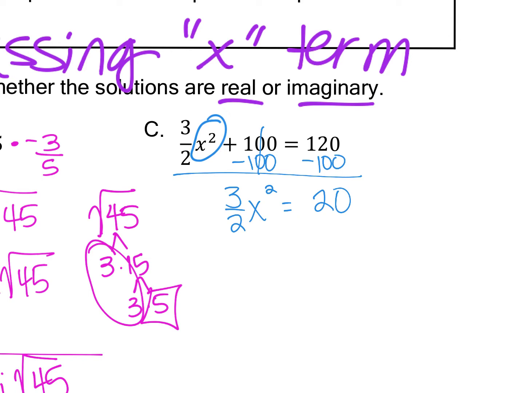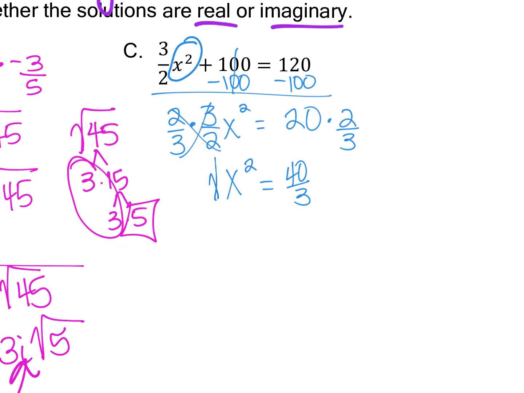And then I have to get rid of the 3/2 by multiplying by the reciprocal on both sides. So that's 40/3. Leave it as a fraction. Do not write it as a decimal because it's not going to help us with simplifying. Okay, so we have isolated the term that's squared. Now we can take the square root of both sides. Square root of x squared is just x.